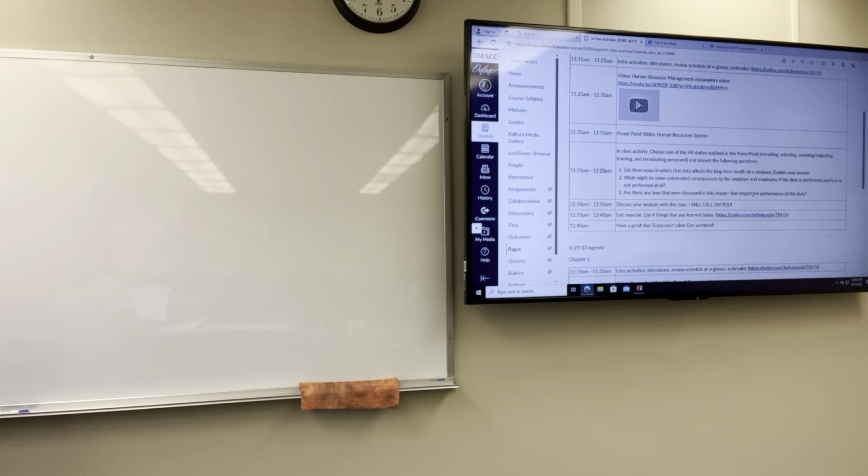List 3 ways in which that duty affects the long-term health of a company. So, for example, recruiting. What are 3 ways that recruiting the right employees, and how you recruit those employees, can affect the company long term? You obviously want to do it in a way that's going to invite high quality applicants to apply for these positions. What are 3 ways that that would affect long-term health of the company?